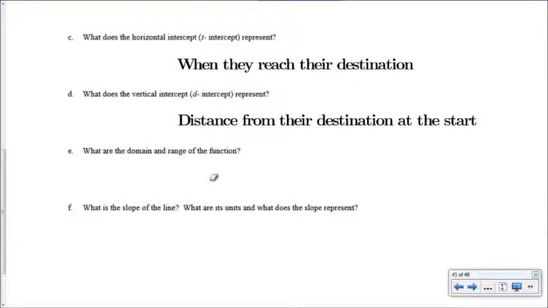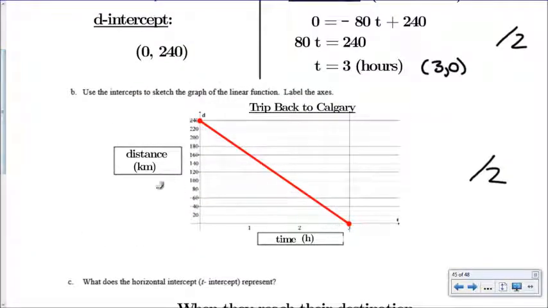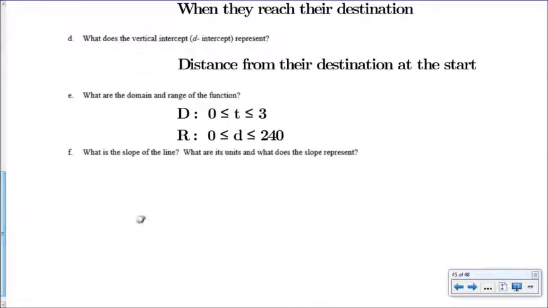Domain and range of the function. So domain is that, and the range is that. So between 0 and 3 hours is the domain, 0 to 3, and between 0 and 240 is the range.